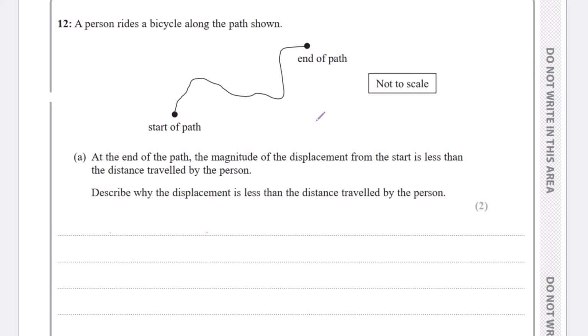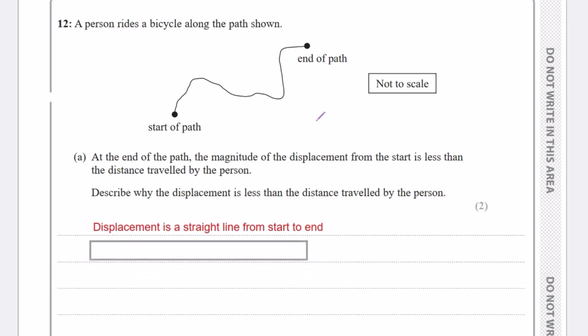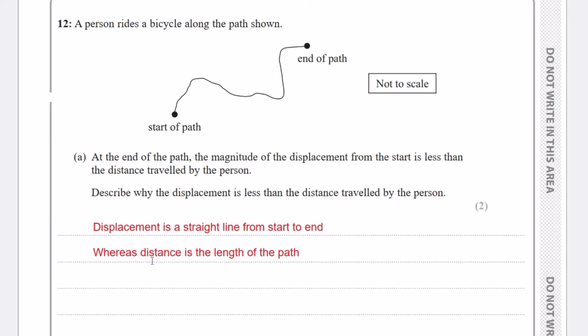Always remember, displacement is the shortest distance between 2 points, and the shortest distance between 2 points is always a straight line. So if you draw a straight line from start to the end, you'll see that this length is much shorter than the entire path that it had traveled. So displacement is a straight line from start to the end, whereas distance is the length of the path.